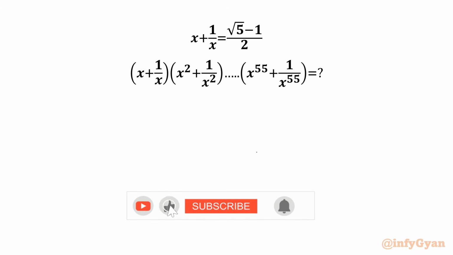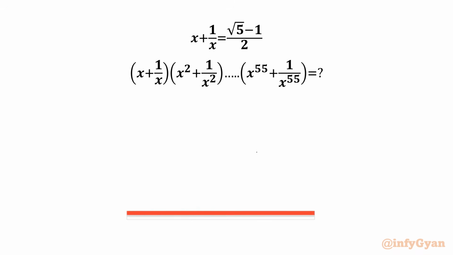Today in this video we have one very interesting and challenging algebra problem. x plus 1 over x is (square root 5 minus 1) over 2. Then it is said to find this giant product. The product goes all the way to the power 55, but surprisingly the answer can be found in just a few clever steps. Let's check out those steps.